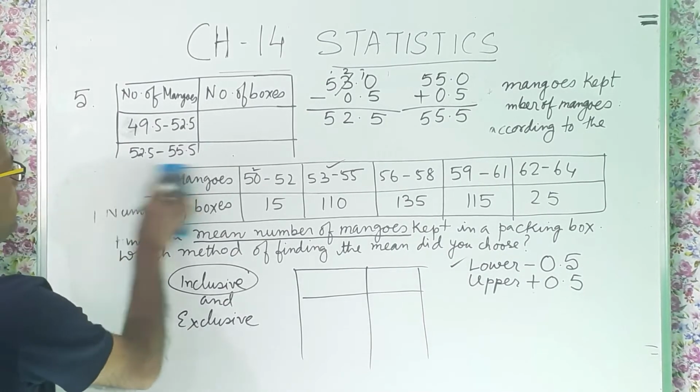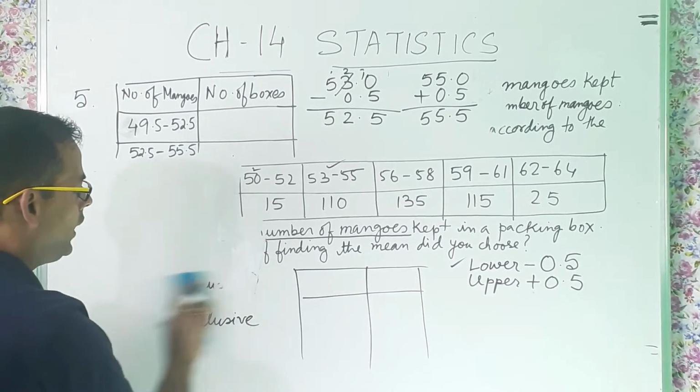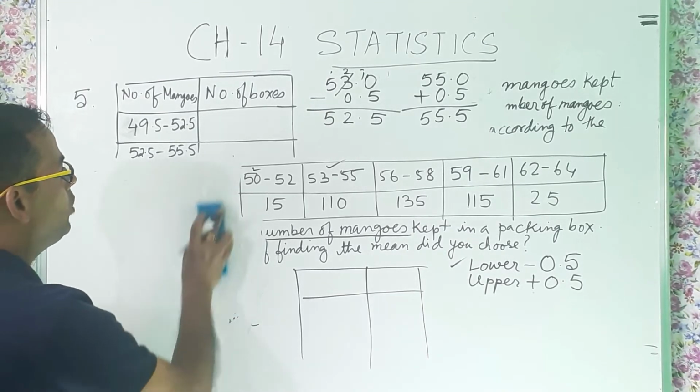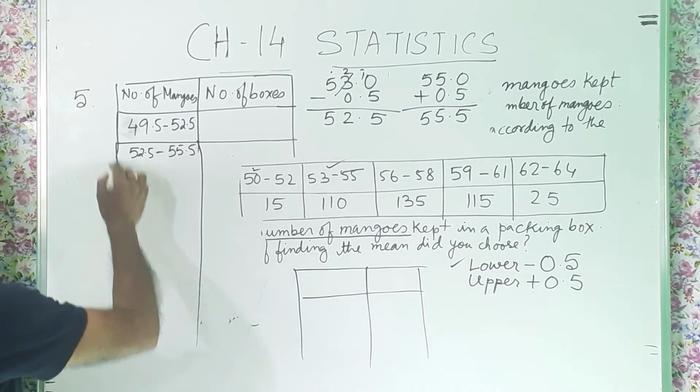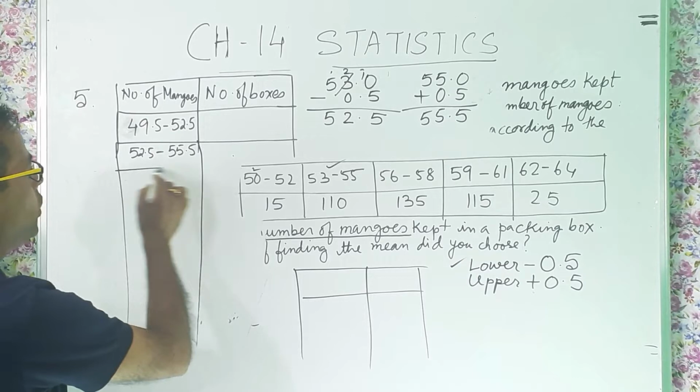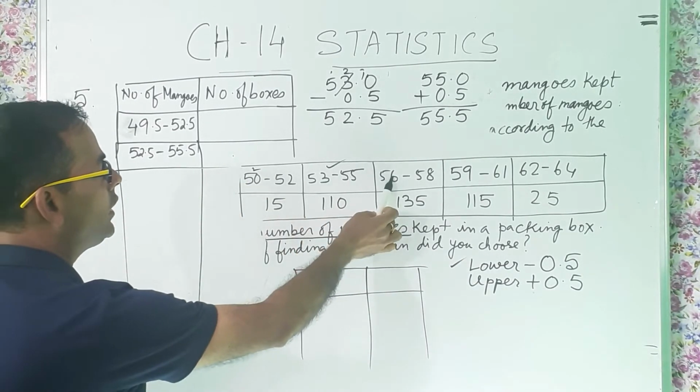Now see nicely, only 2 rough works you have to do, and you will not do any more rough works. Now you will tell, sir, why we will not do rough work? Because after this you can do it orally also. So we finished 2 columns, now the third one.